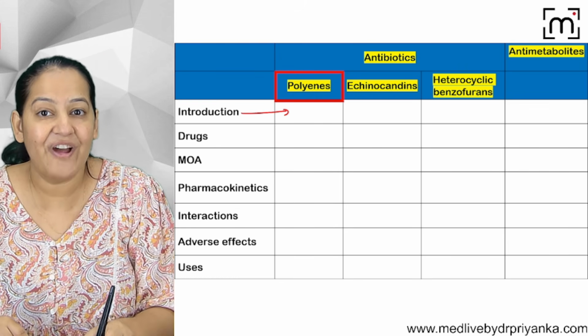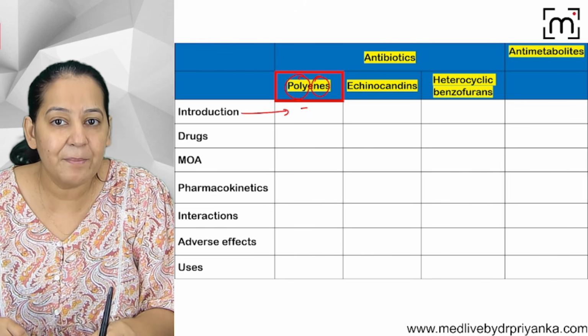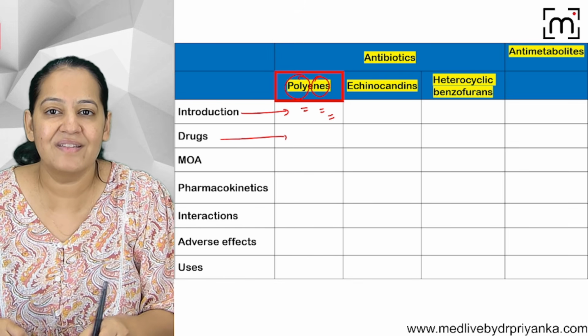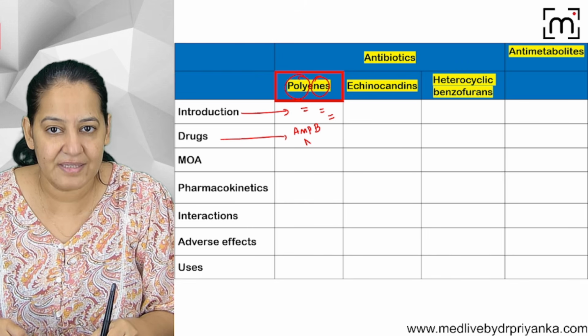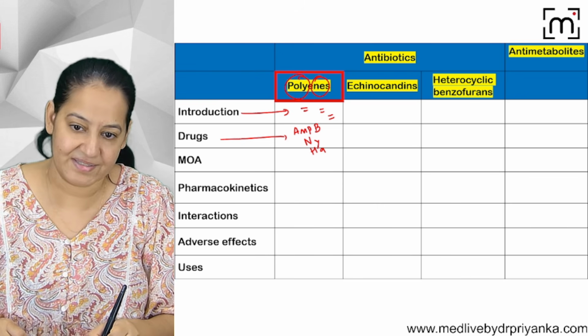In the introduction, you should write down why polyene is known as polyene, because it has multiple double bonds. That's why it is known as polyene. What are the drugs in this category? The drugs are Amphotericin B, Nystatin and Hamycin.